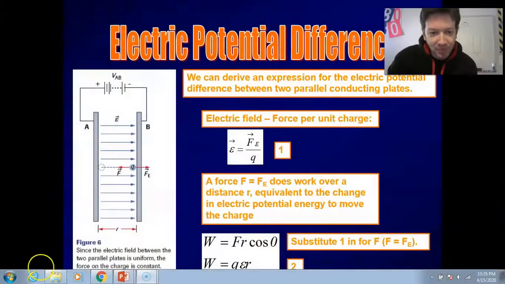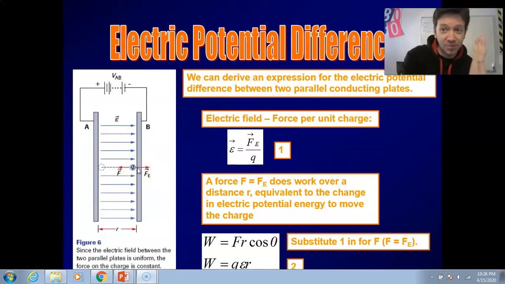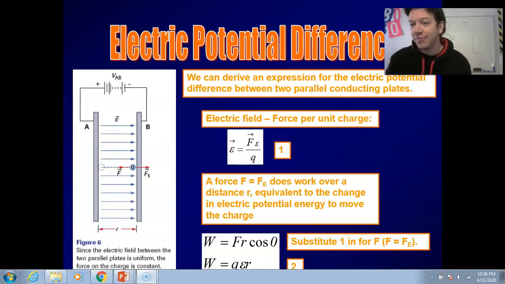Back to the PowerPoint. So we have a charge q at one plate, and we want to move it over to the other plate. To move it, we will have to apply a force. The minimum force we'll have to apply must be equal and opposite to the electric force, and we can move it across those parallel plates at a constant velocity. While doing that, we actually do work, and you can calculate the work. Work equals force times displacement times the cosine of the angle between them.